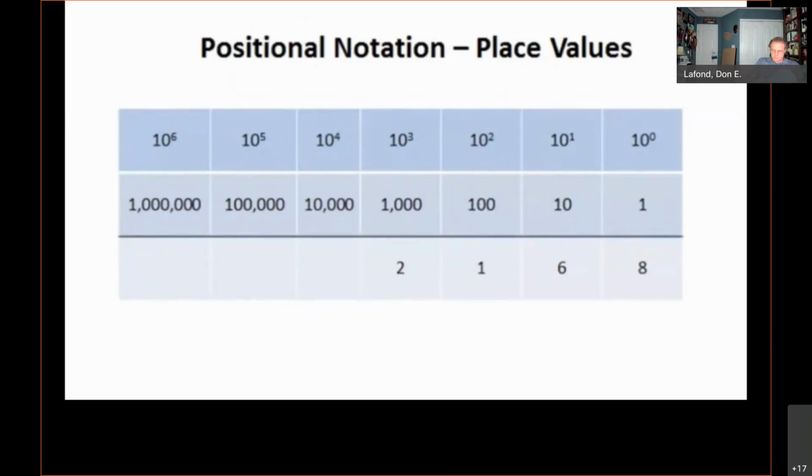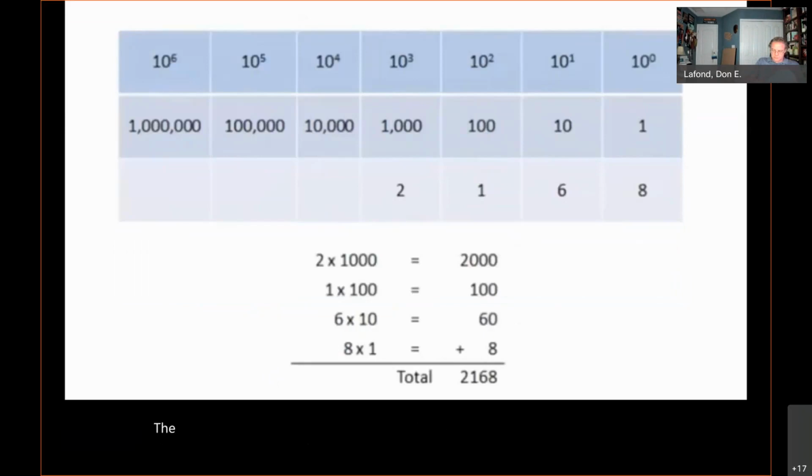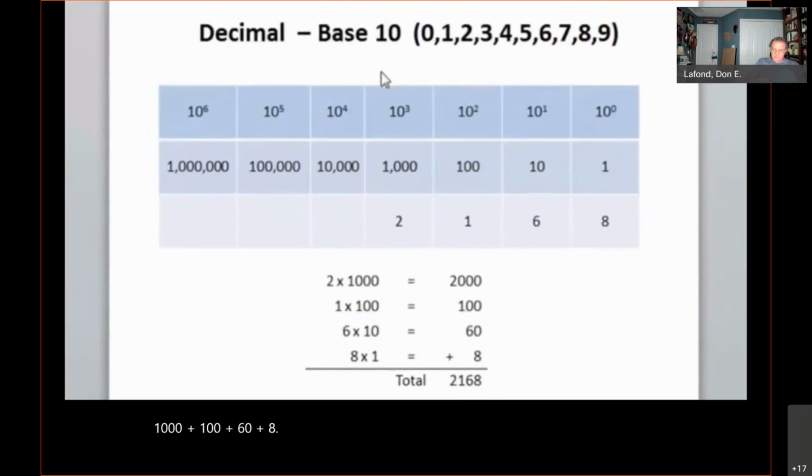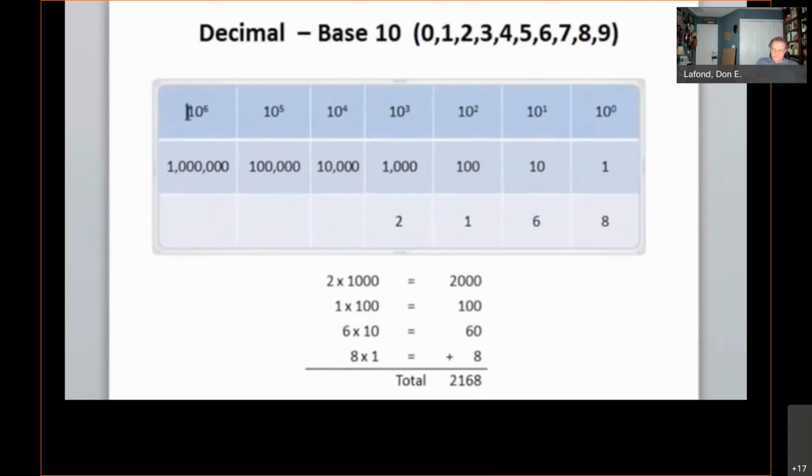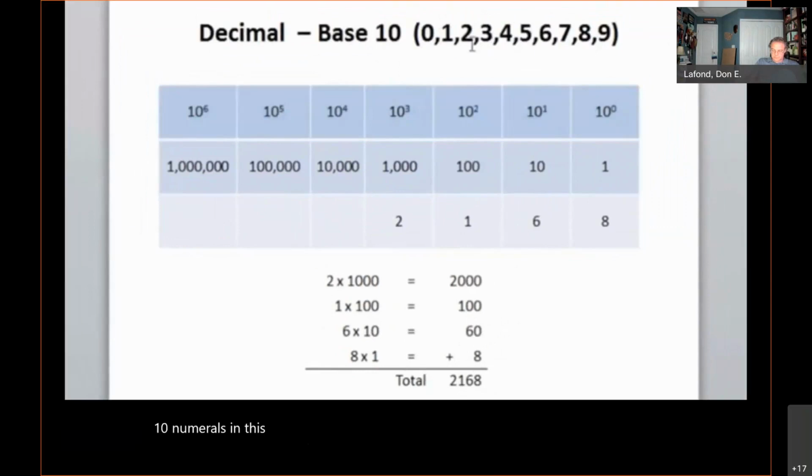If we look at the number 2,168 in long form, we have 2 1,000s, 1 100, 6 tens, and 8 ones, and 2,000 plus 100 plus 60 plus 8 totals 2,168. This is the type of counting and addition that we learn as children. The decimal system is base 10. It's based on the fact that you have powers of 10, but more importantly, you have 10 characters or 10 numerals in this counting system, from 0 all the way up to 9.